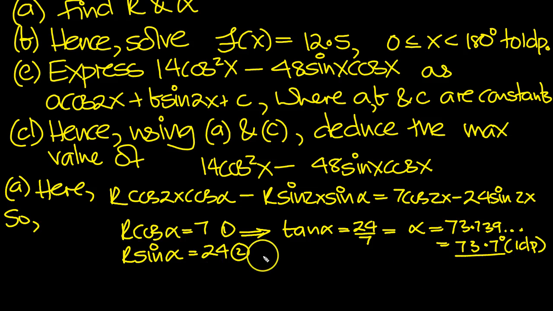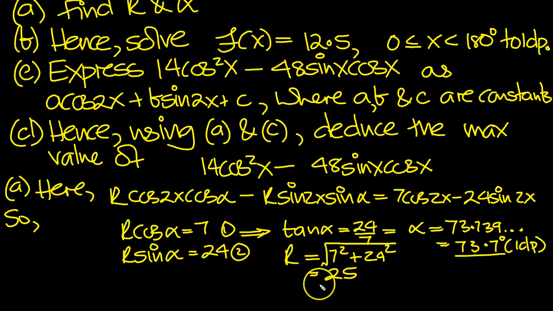There's alpha. R, on the other hand, customarily we square both sides, these terms and this term. And when we add them, we'll get r squared times sine squared plus cos squared, which is 1. So we just get r squared on this side, and that will equal this squared plus this squared, of course. So I'm going to remove the r squared now, and just square root both sides. And that's equal to 25. So r is 25, alpha is 73.7 to 1 dp.